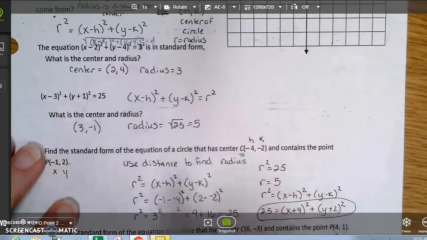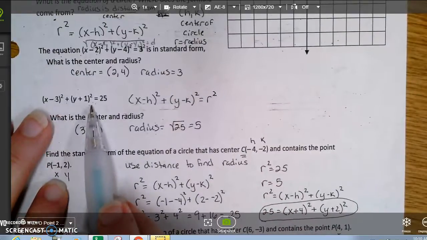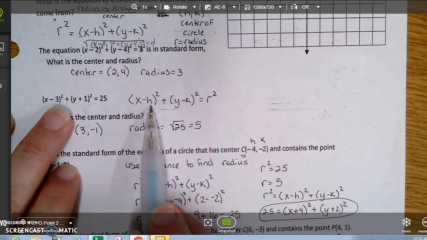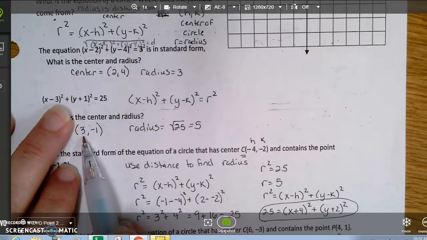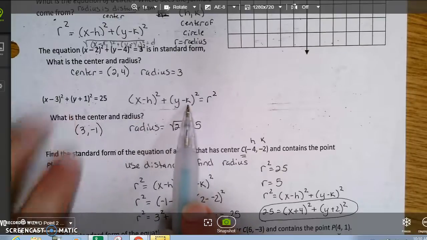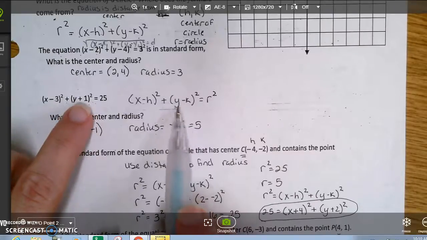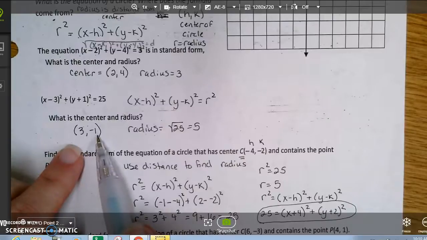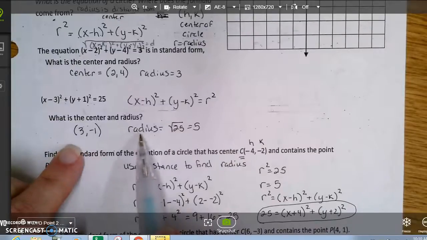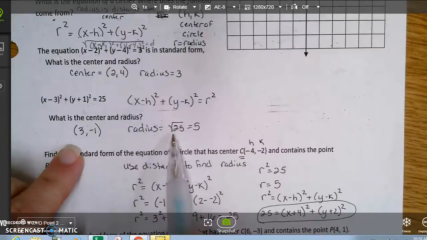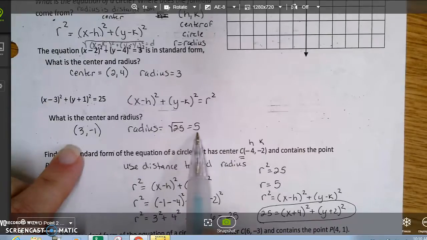Alright, so here's another one. Again, we're comparing this formula to our formula here. So the h and the 3 are in the same position, so h has to be 3. But on this one, notice that the k and the 1 are in the same position, right? But this is minus k, and this is plus 1. So k is going to be -1. And then the radius is going to be the square root of the 25, because that's r squared. So the radius is 5.